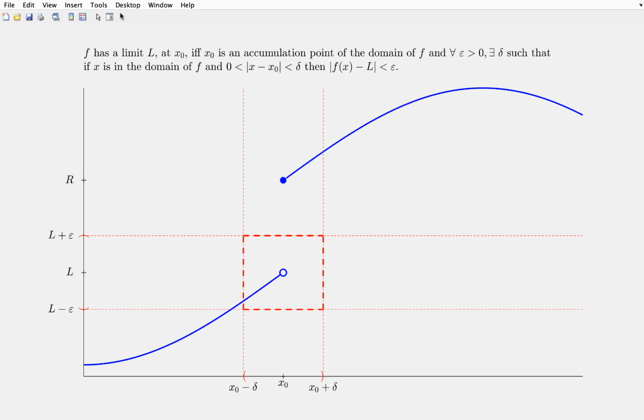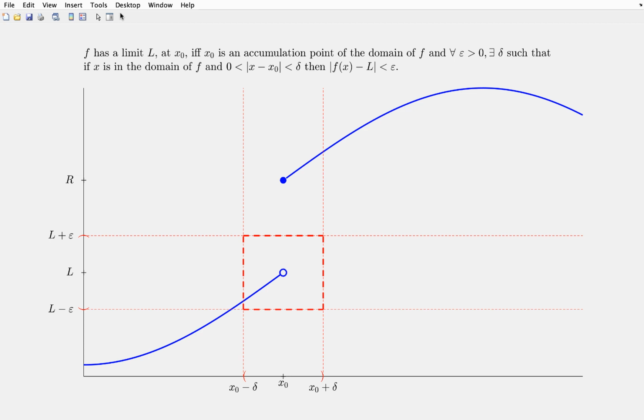So let's go back to our definition of a limit. We know that f has a limit L at x naught if and only if x naught is an accumulation point of the domain, and for any epsilon, there's a delta, so that if x is in the domain of f and within delta of x naught but not equal to x naught, then the difference between f and L is less than epsilon.